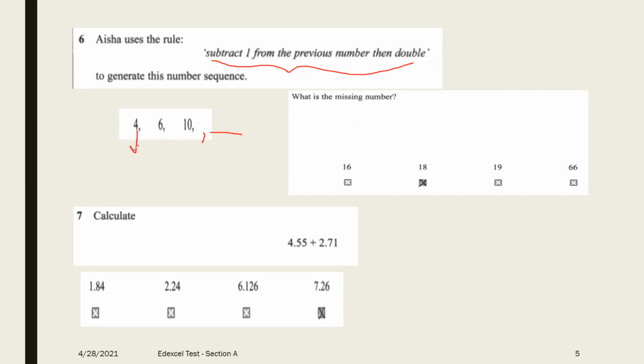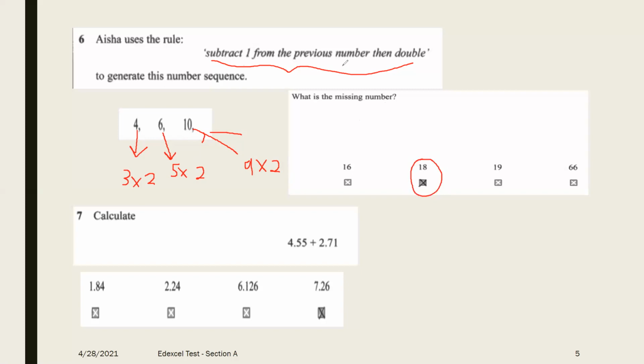Let's do this, right? Now 4, when I get 4 minus 1, it's 3. 3 times 2, here I'm getting 6, right? So according to the rule, you have to do. I will try for the second one also. 6 minus 1, it's 5. 5 times 2, here it's 10, right? Now easily I can find my next number. 10 minus 1, it's 9. Then 9 times 2, it should be 18. So according to this question, the correct answer is 18.